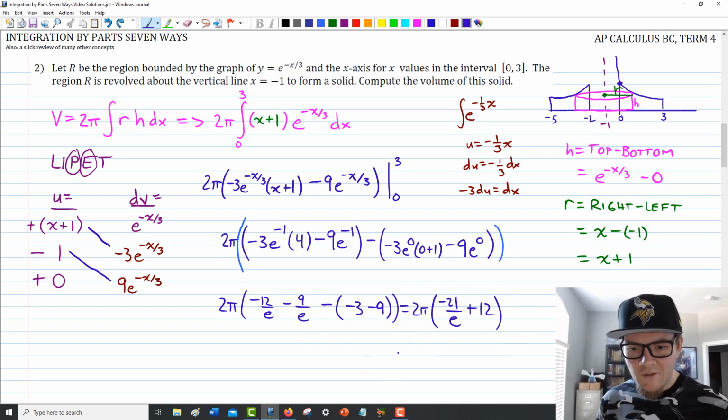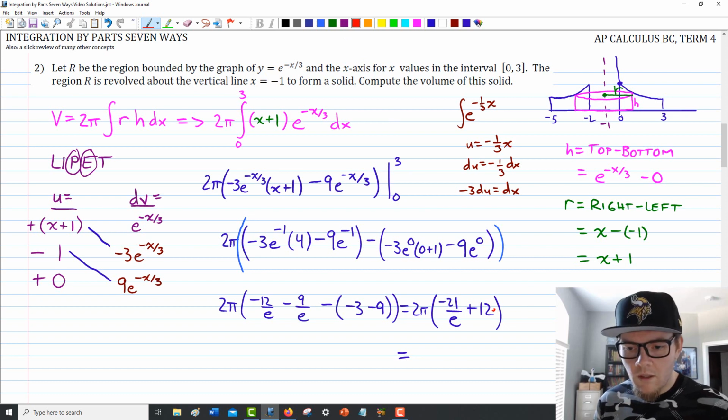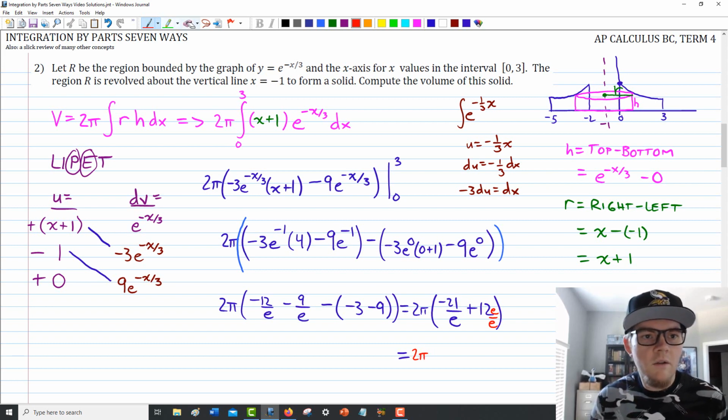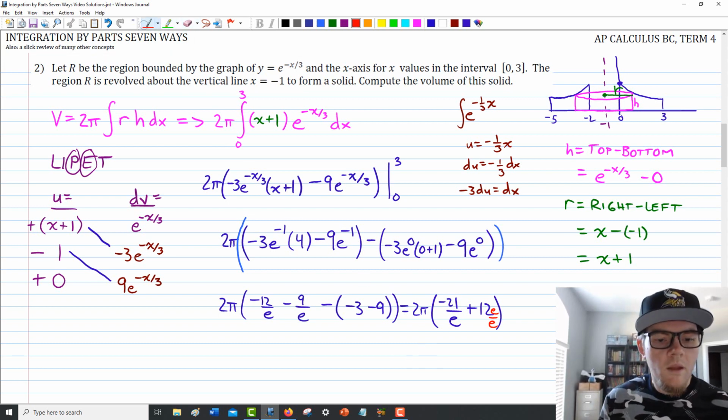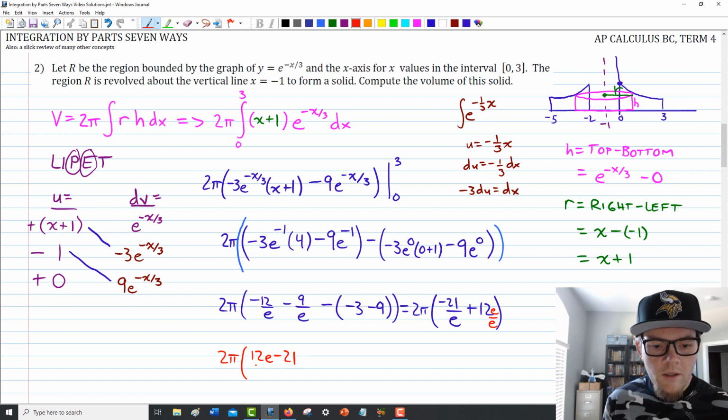But again, I'm just not satisfied yet. So I'm going to get a common denominator here. Again, you may disagree. I'm going to multiply up and down by e. That's going to give me now 2 pi on the outside. Actually, I'll write it a little further to the left. That'll give me now 2 pi times 12e minus 21 divided by e.